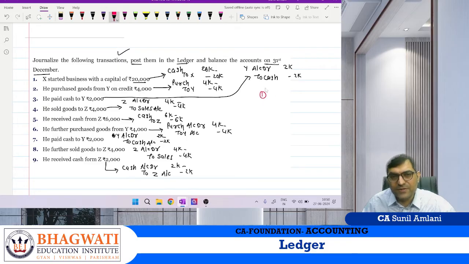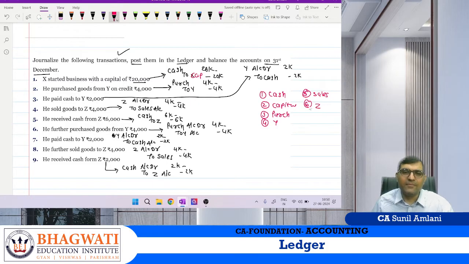First, cash account. Second, capital. He started the business, so here I'll write capital, it should not be X. Then we'll have purchase. Then we'll have Y account. Then the fifth one will have sales. The sixth one will have Z. Only the 6 accounts we have to prepare.